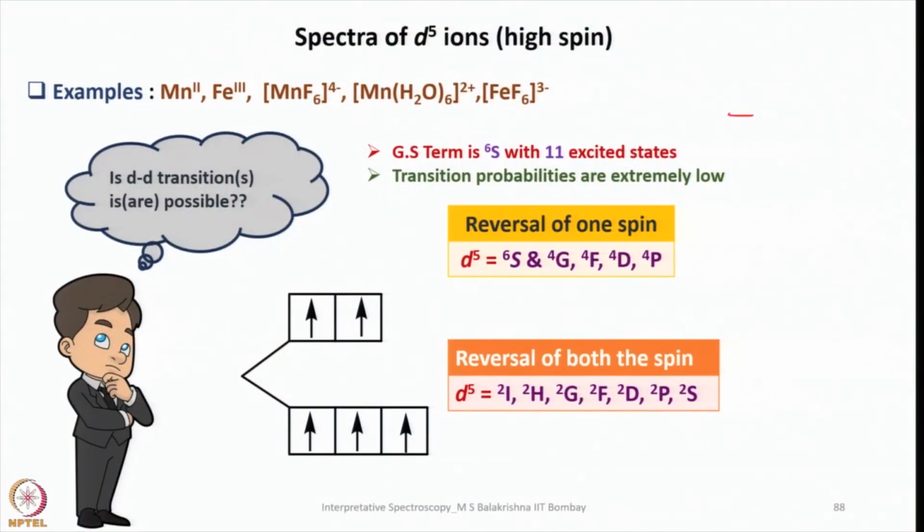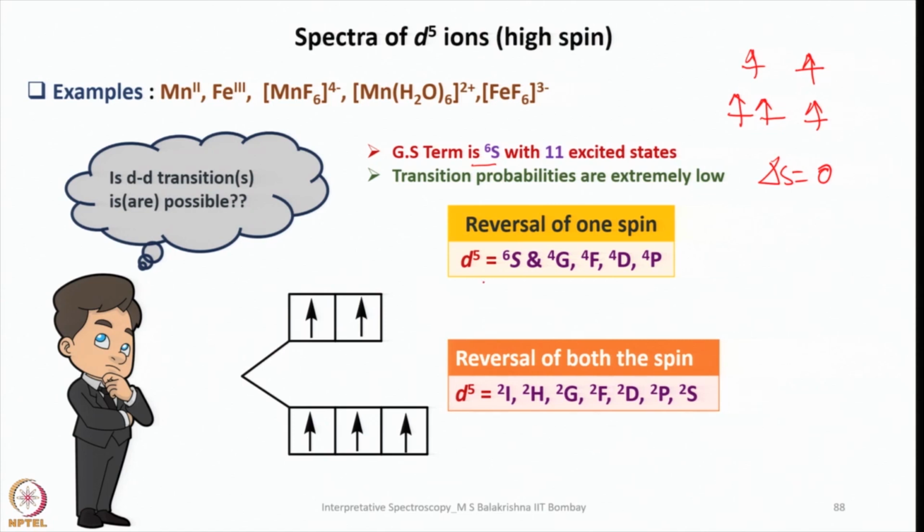If you consider electronic rearrangement in these high spin complexes, and recall the spin selection rule of delta S equals 0, these transitions are forbidden, because if you promote any electron, it will go with upward spin, and then you will have two spins with the same spin value of plus half. In that case, it is not allowed. That is the reason they are all spin forbidden transitions. The ground term is 6S with 11 excited states here. That means transition probabilities are extremely low.